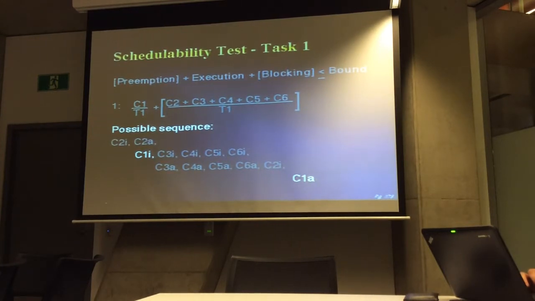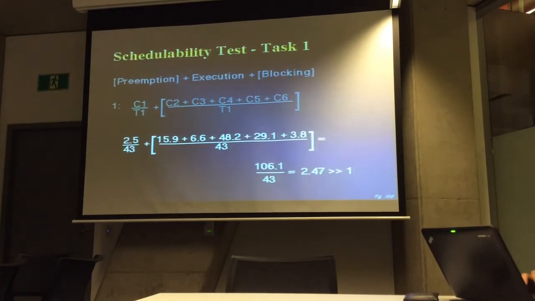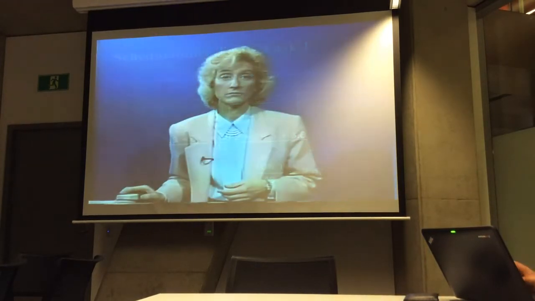And all of these execution times in the blocking term of the sum are divided by T1 because these are blocking factors affecting the schedulability of task 1's period. Plugging in the numbers, we get 2.47, which isn't even close to U of 1, namely 1. Obviously, the blocking factors are blowing us out of the water.